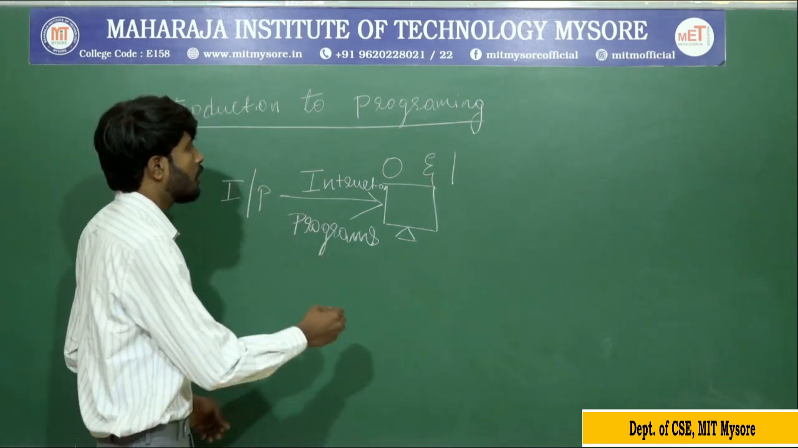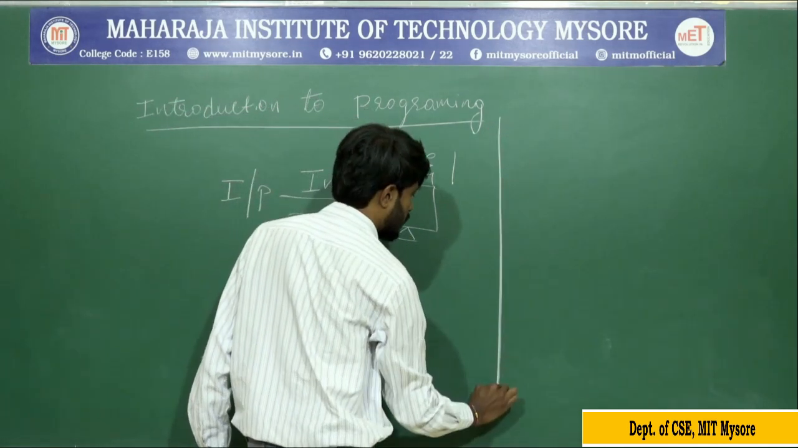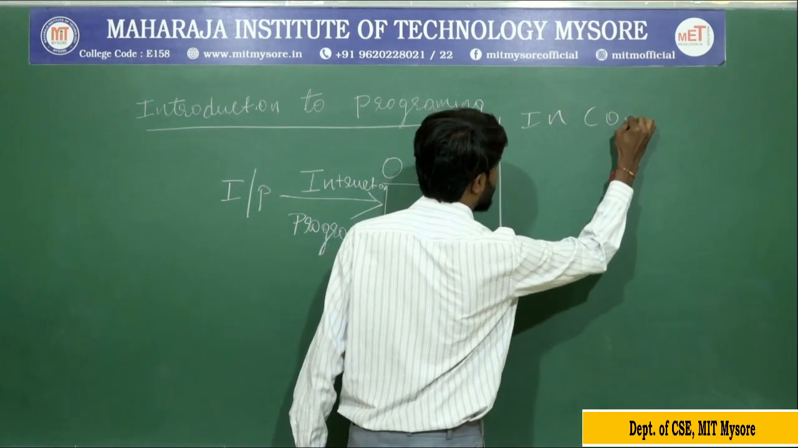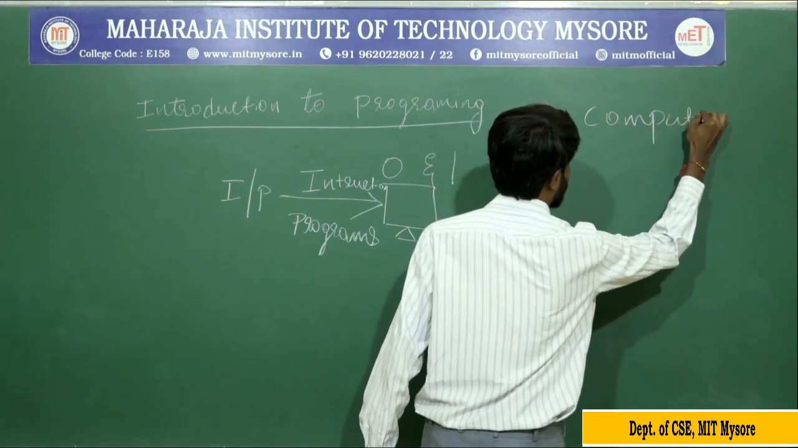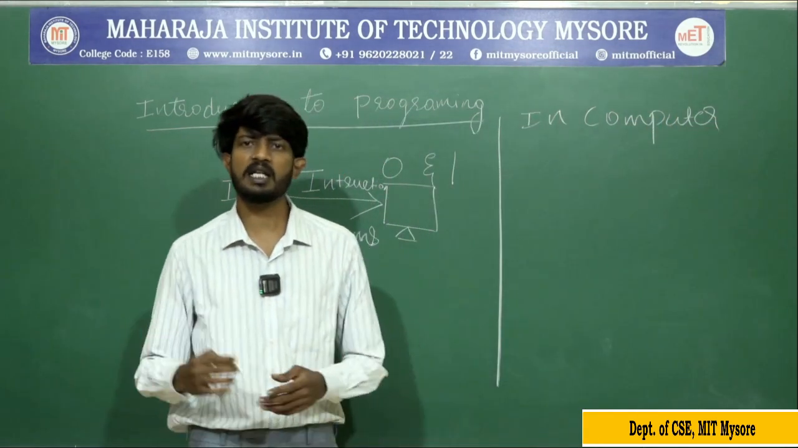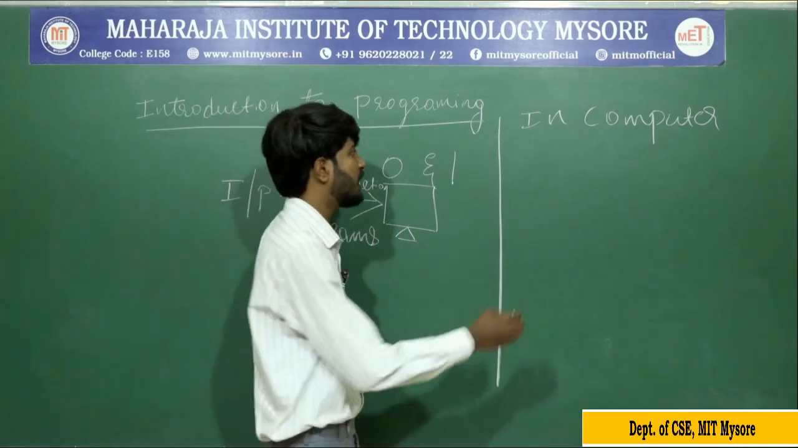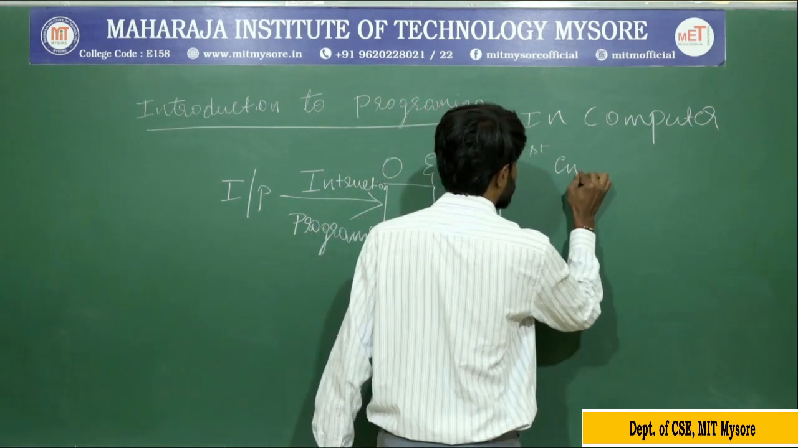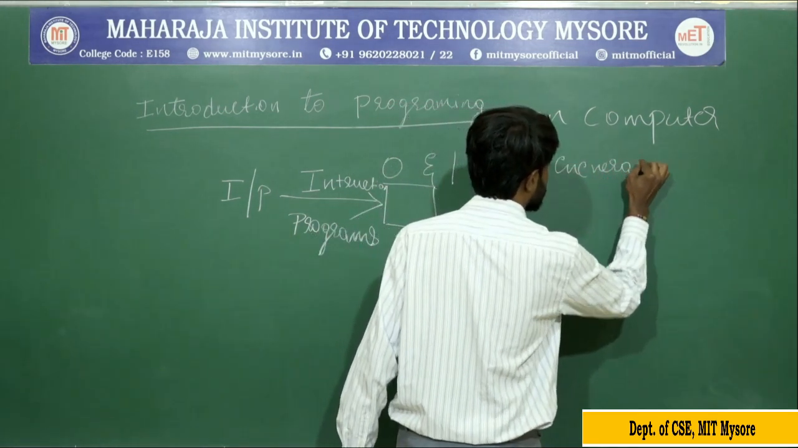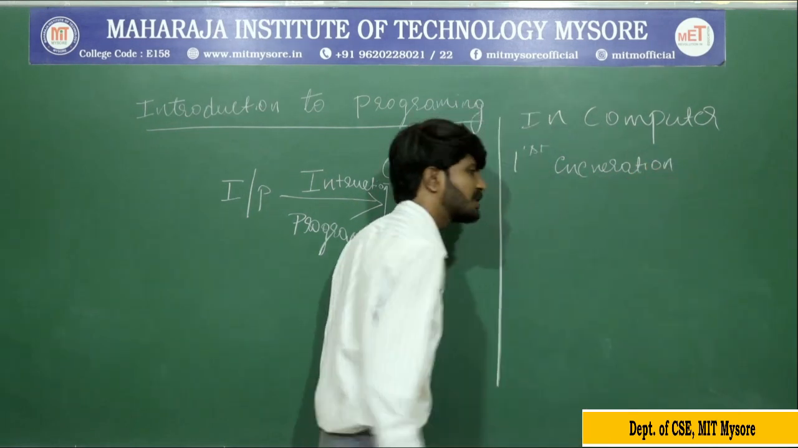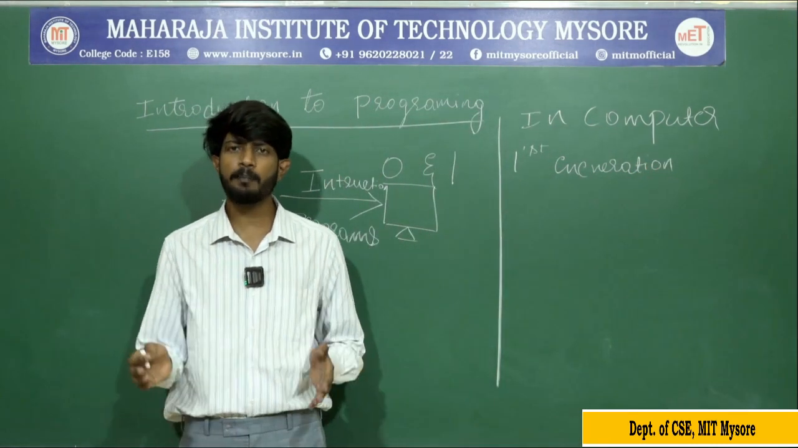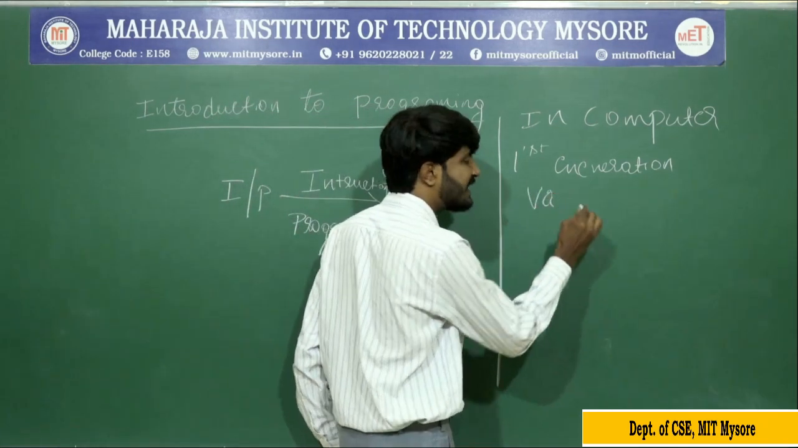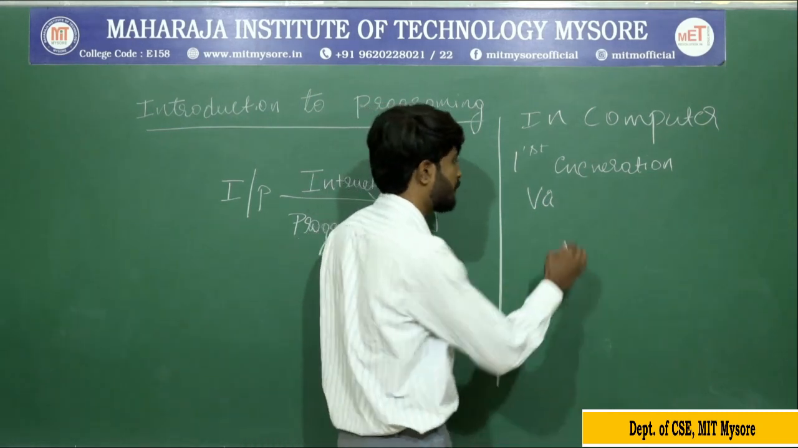Okay, so in computers there are different generations of computer. The first generation computers are made up of vacuum tubes. Vacuum tubes are nothing but bulky glass tubes.